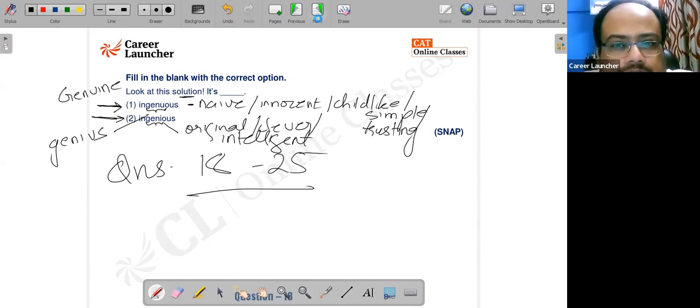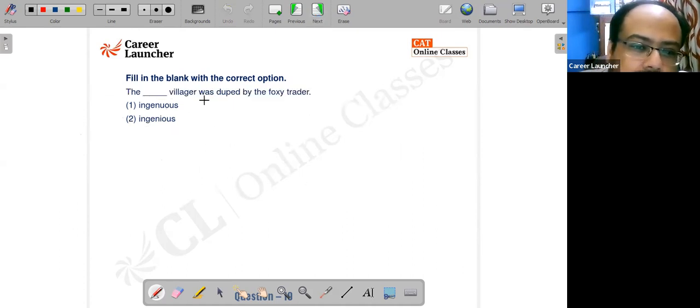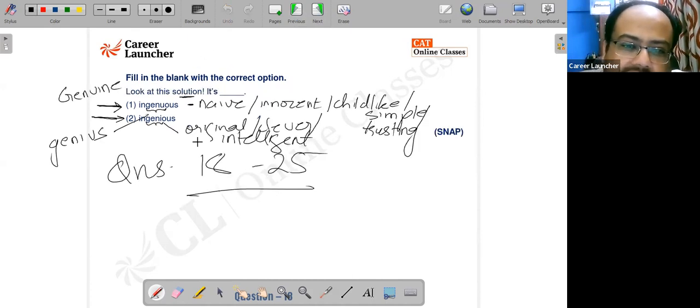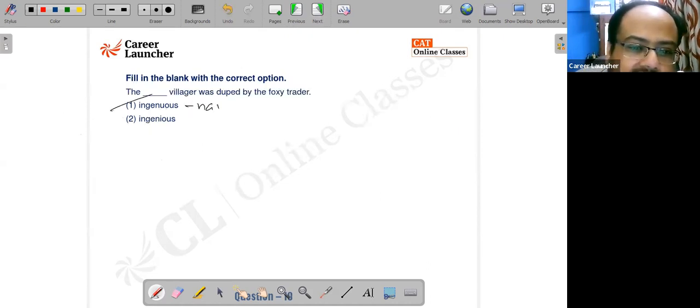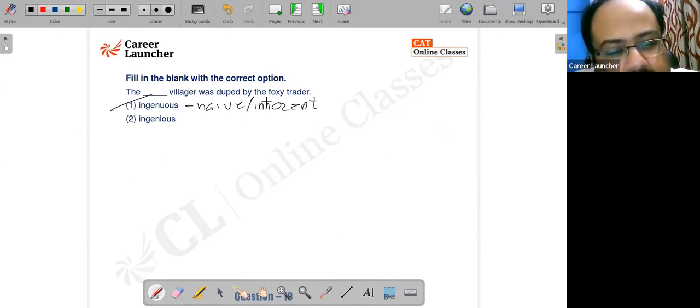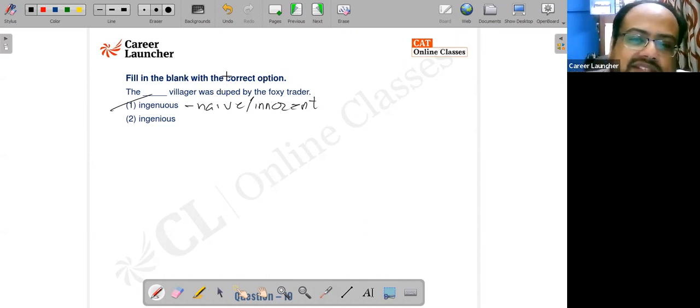In the next question, it says the dash villager was duped by the foxy trader. In this case, the answer is ingenuous. Ingenuous was naive or innocent or childlike. So if I consider naive or innocent, it fits in perfectly in the context of the sentence. Who is naive? A naive person is a person who is simple, maybe who can be manipulated. The naive villager was duped by the foxy trader.